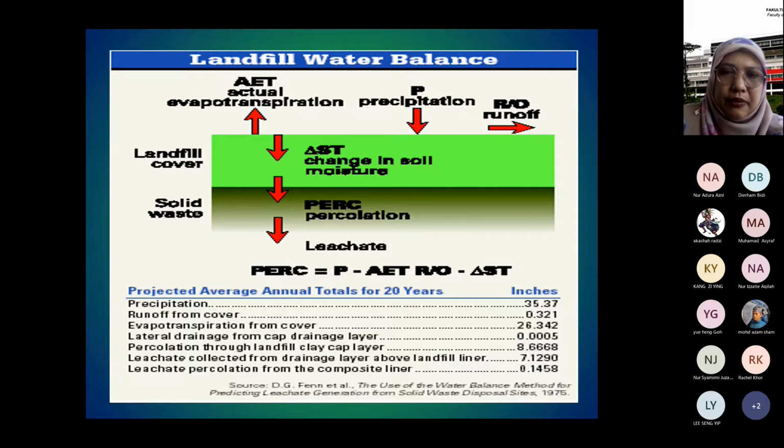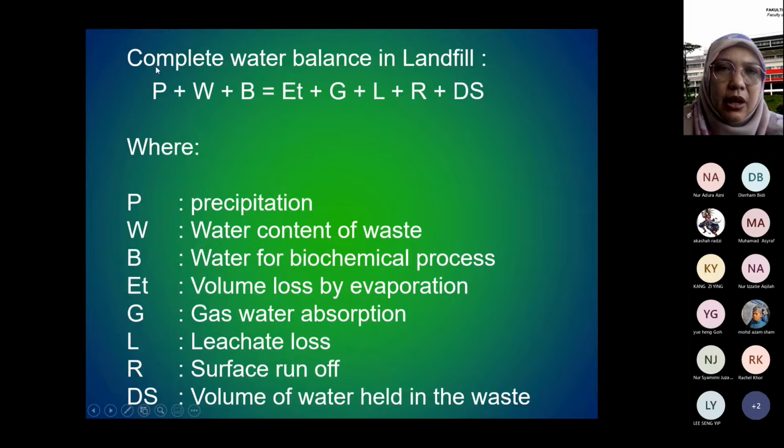This is the complete water balance in a landfill, whereby precipitation plus the water content of the waste plus the water from biochemical processes should be balanced with the volume loss by evaporation, plus the gas water absorption, leachate loss, surface runoff, and also the volume of water held in the waste. So the quantity of leachate may be calculated using the water balance formula.